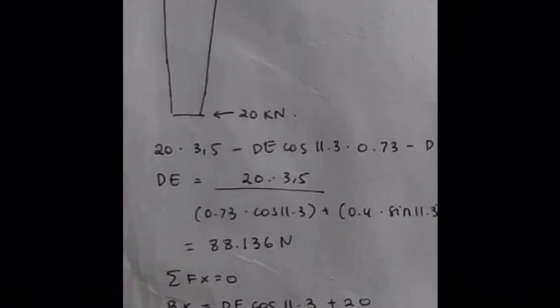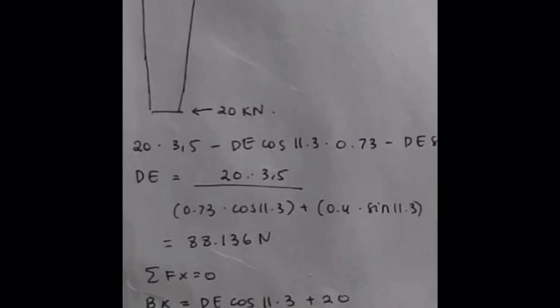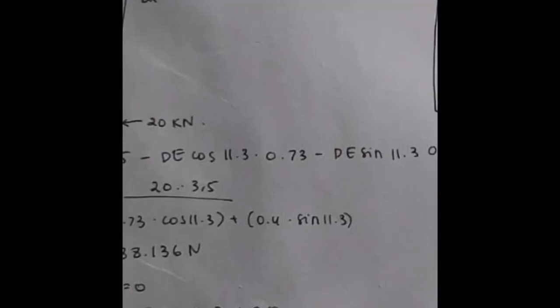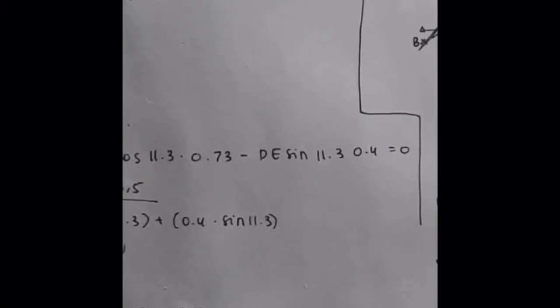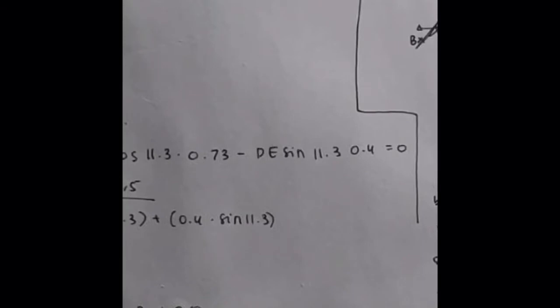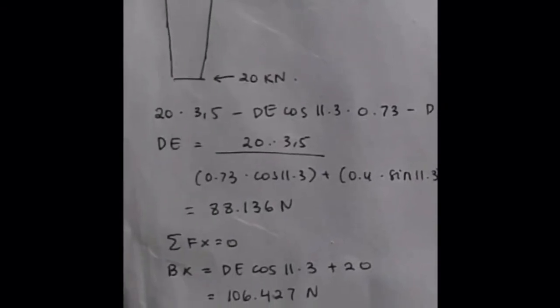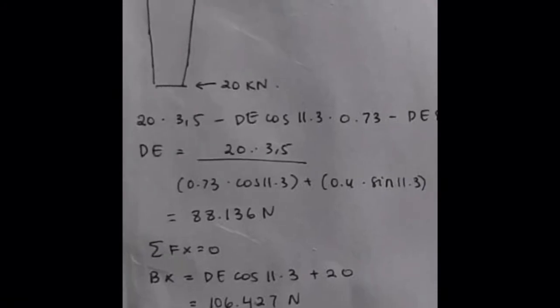20 times 3.5 minus DA cos 11.3 times 0.73 minus DA sin 11.3 times 0.4 equals 0, and DA will be 88.136. And then we should calculate Bx and By.